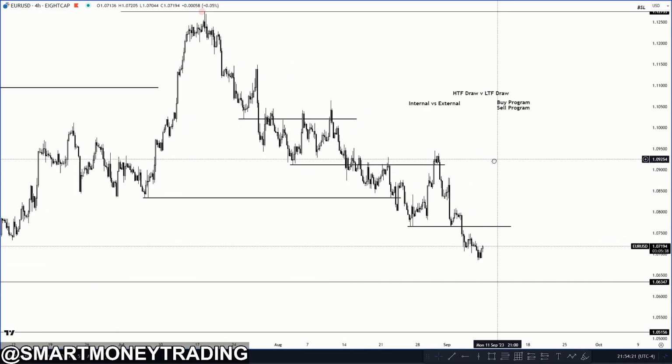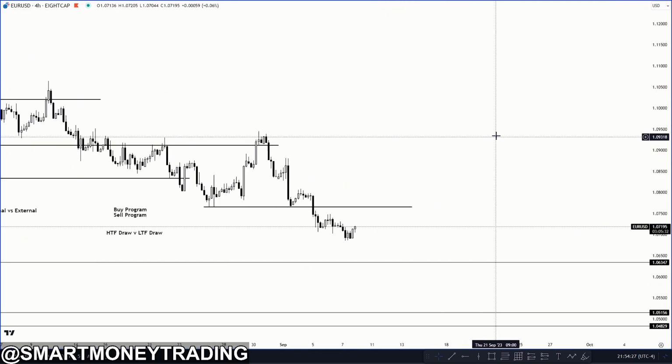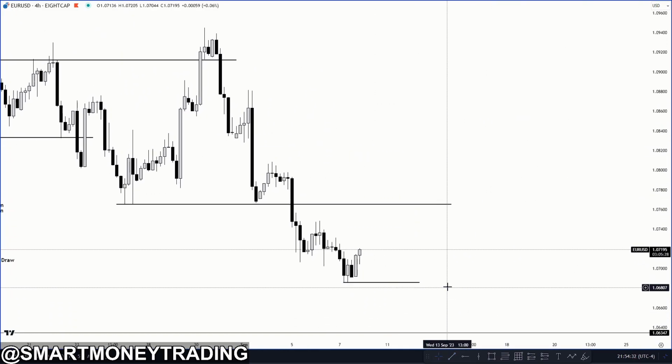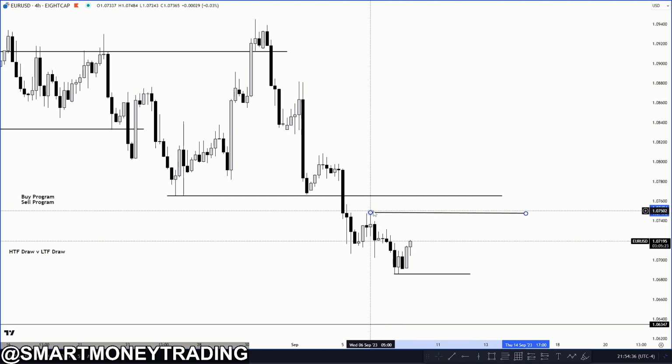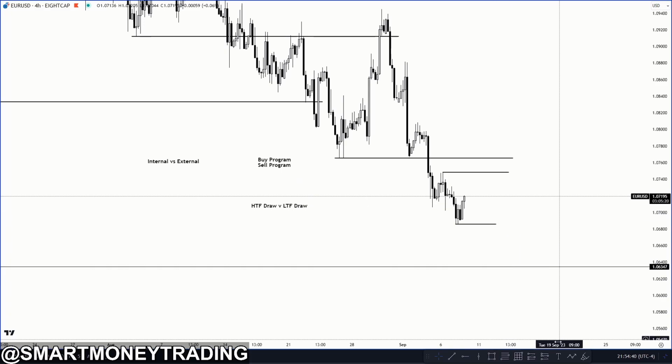Using market structure with internal versus external and the buy and sell program. We are currently in a sell program. Where would my next draw on liquidity be? These lows down here, and then these highs. These are all what? Internal ranges. Where's my ultimate draw on liquidity? Down here. It's down here.